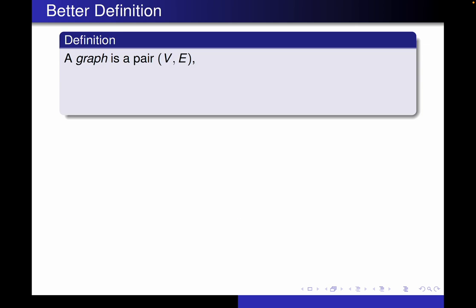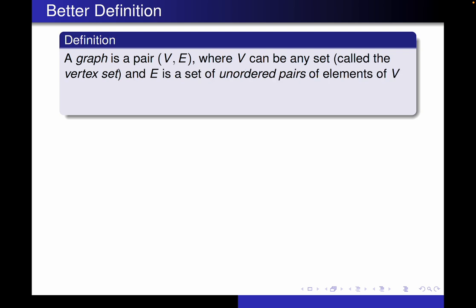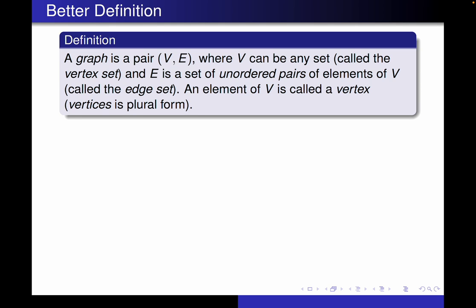So here is the definition you usually will see for graphs. A graph is a pair V and E. V and E are both sets. V can literally be any set, and it's called the vertex set. And E is dependent on V. It's a set of unordered pairs of elements of V. Those are going to be our edges. So that's our edge set. An element of V is called a vertex. If you have more than one vertex, those are called vertices. And an element of E is called an edge.